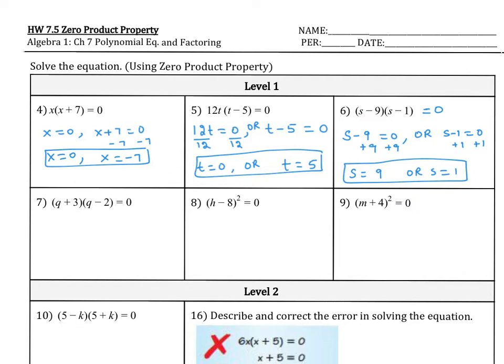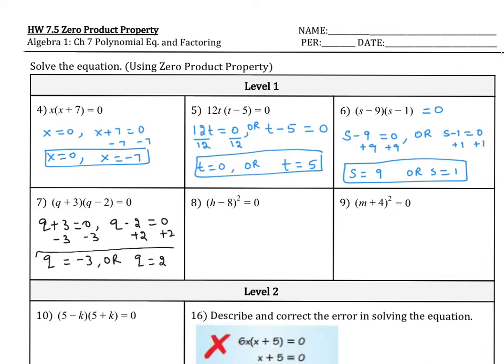For number 7, you have two factors, q plus 3 and q minus 2. To have the product of the two of them equal to 0, either q plus 3 equals 0 or q minus 2 equals 0. Subtract 3 on both sides, you get q equals negative 3, or add 2 on both sides, you get q equals 2. So either q is negative 3 or q is 2.